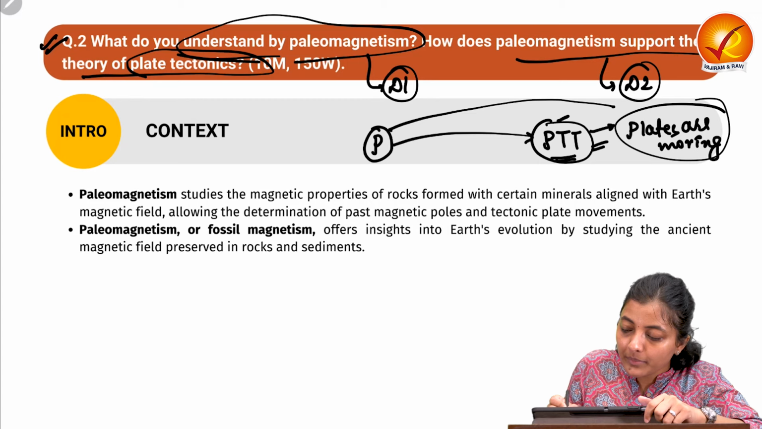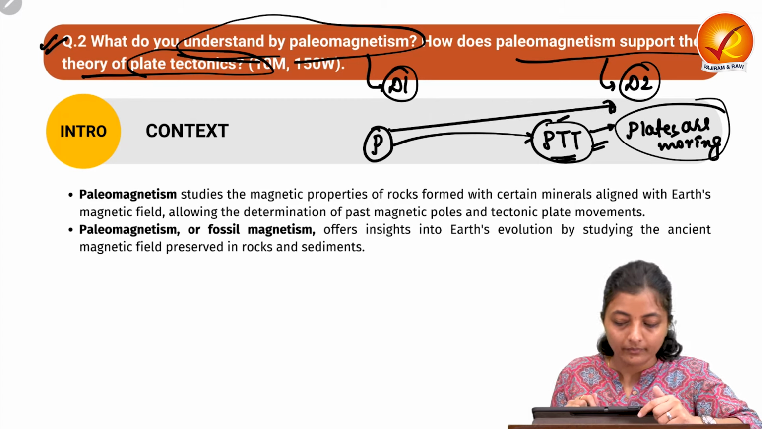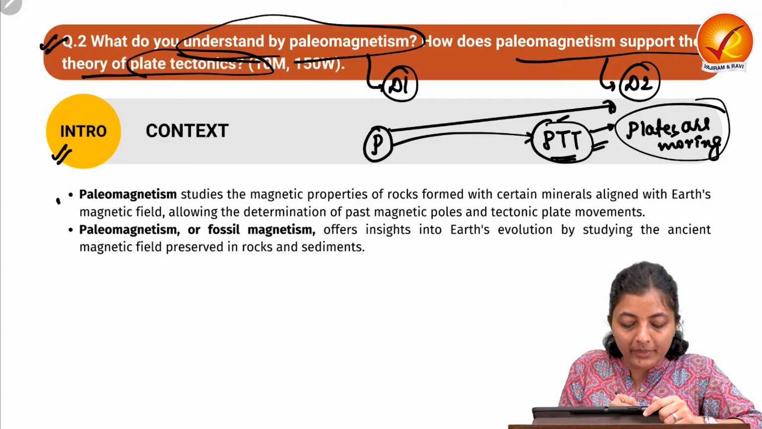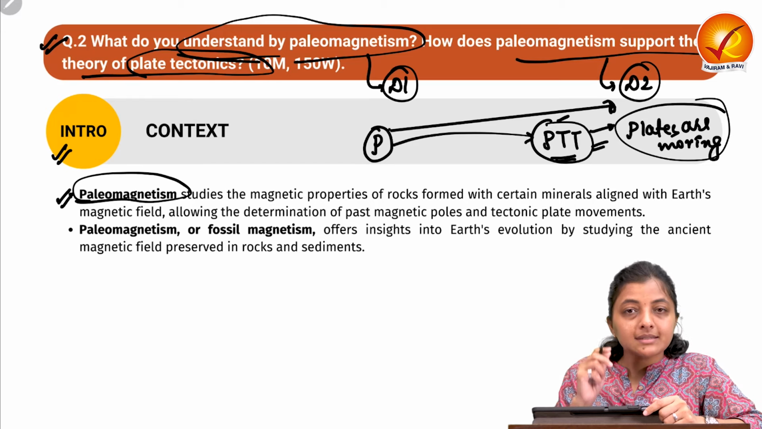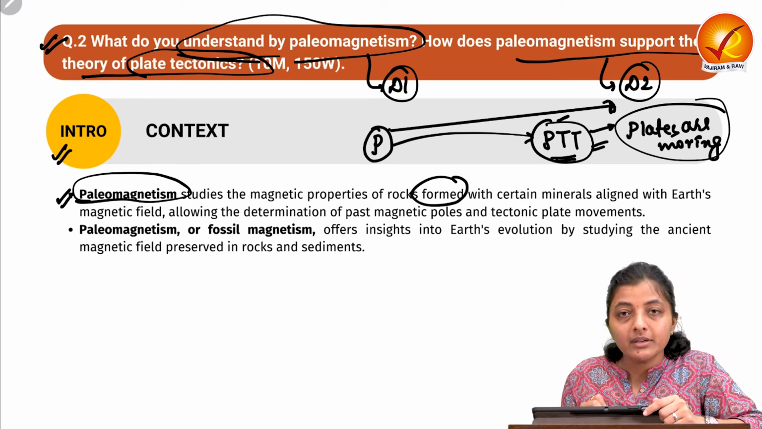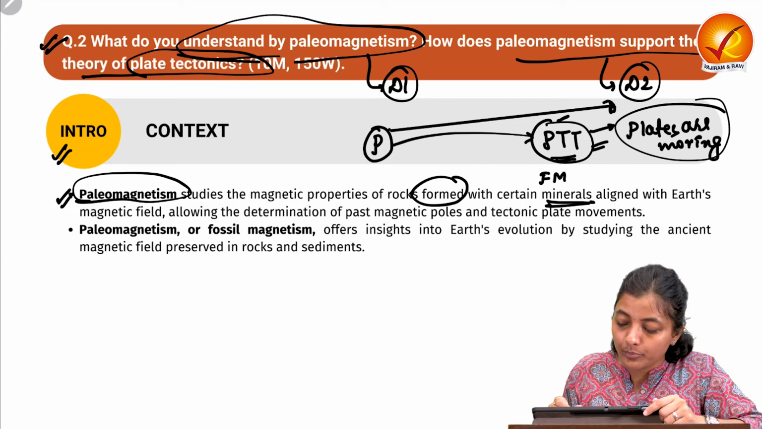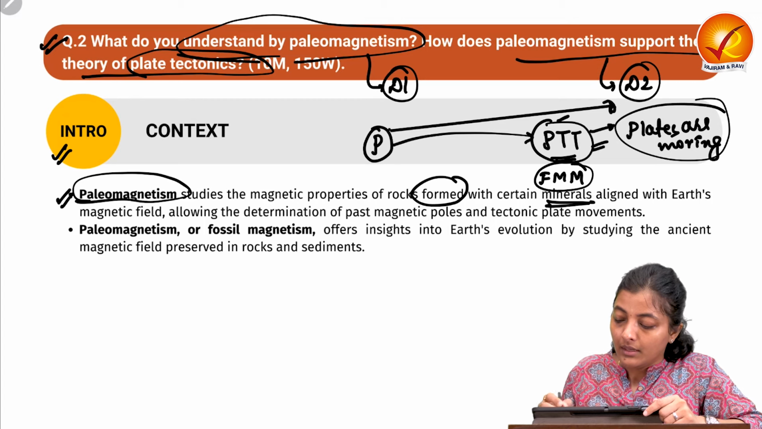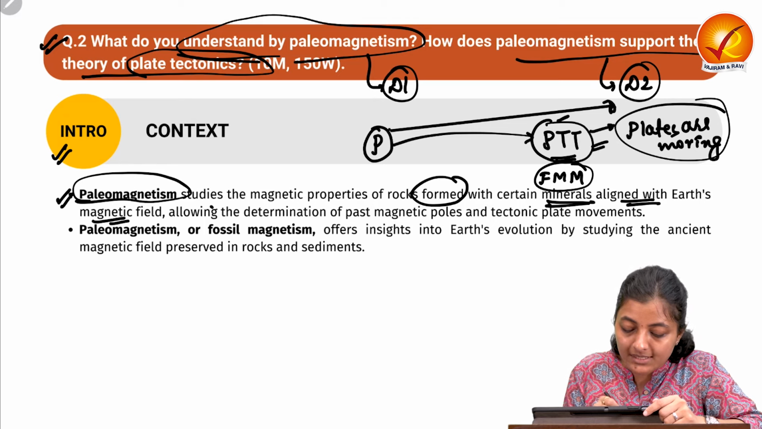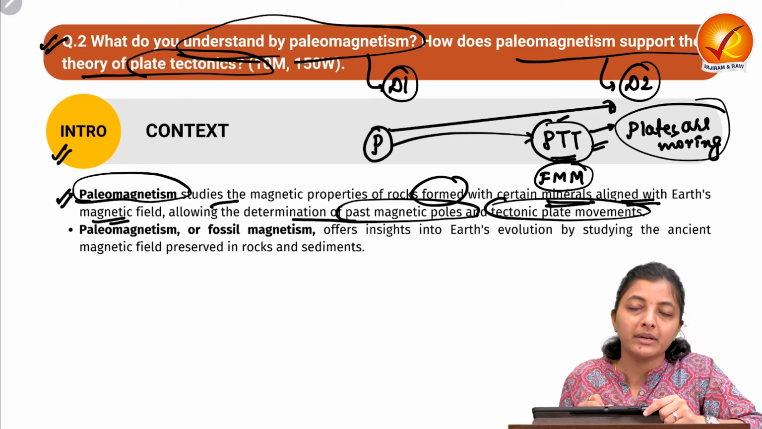How does paleomagnetism tell us that the plates are moving? This is the question. In the introduction, you can write about the definition of paleomagnetism. It studies the magnetic properties of rocks that are formed with certain minerals. These are ferromagnetic minerals that are aligned with the Earth's magnetic field. This allows the determination of the past magnetic poles and the tectonic plate movement.